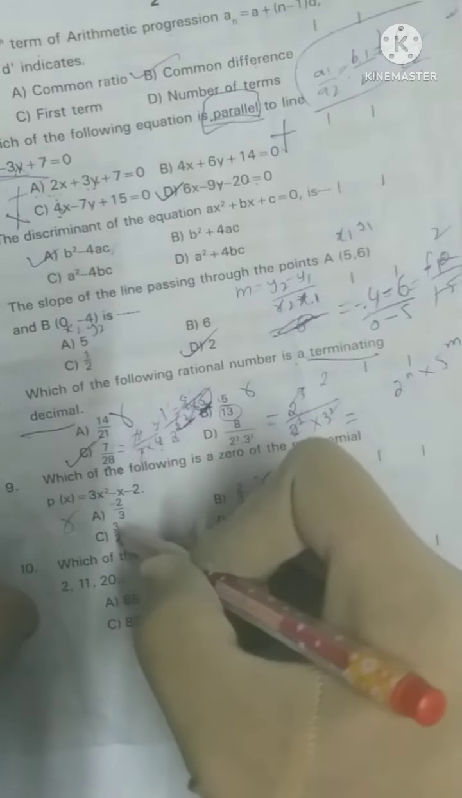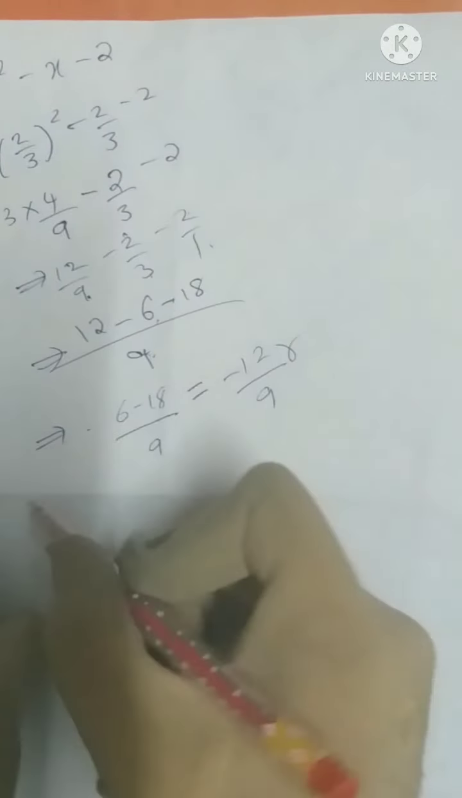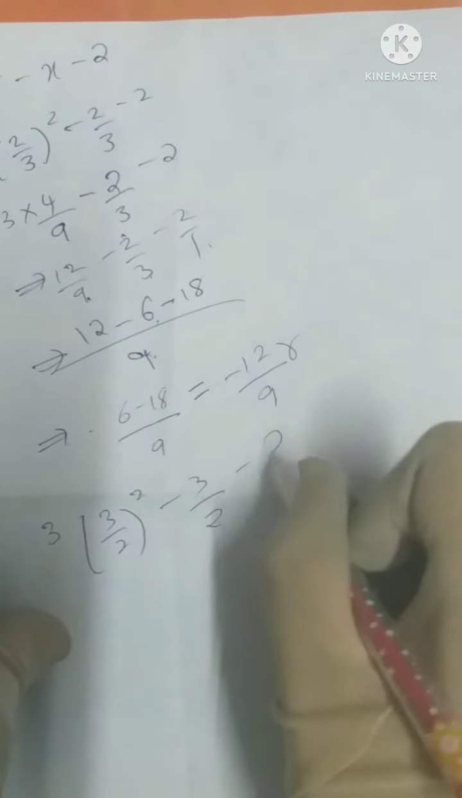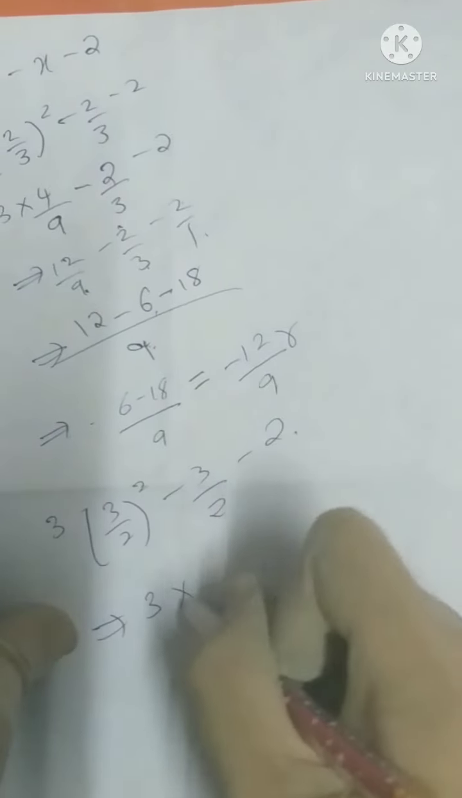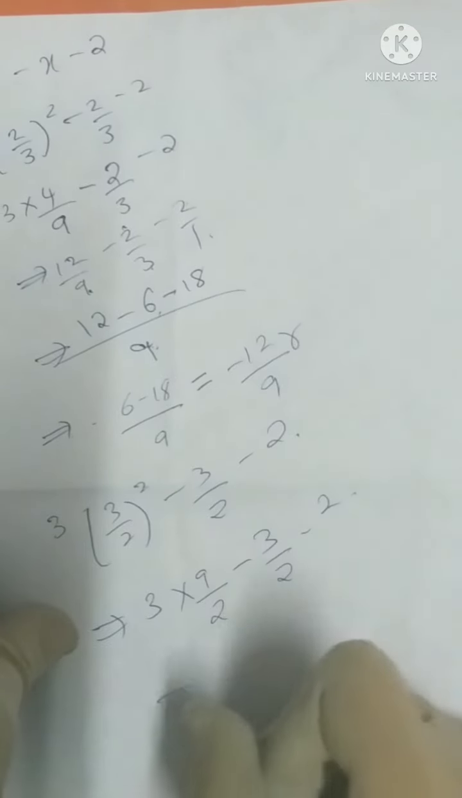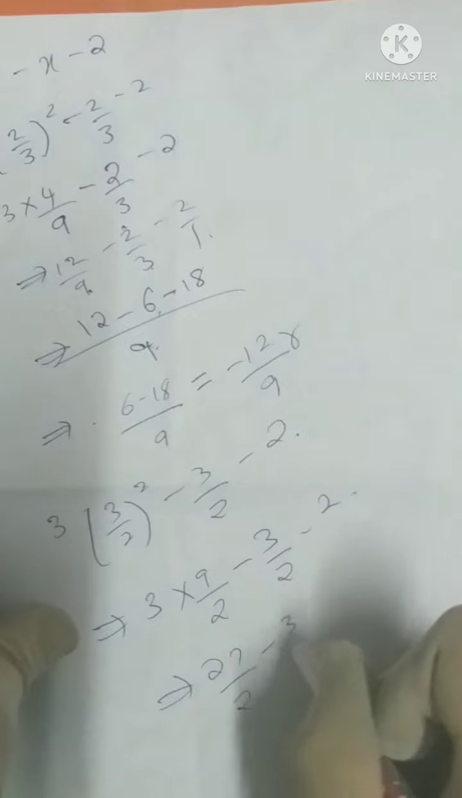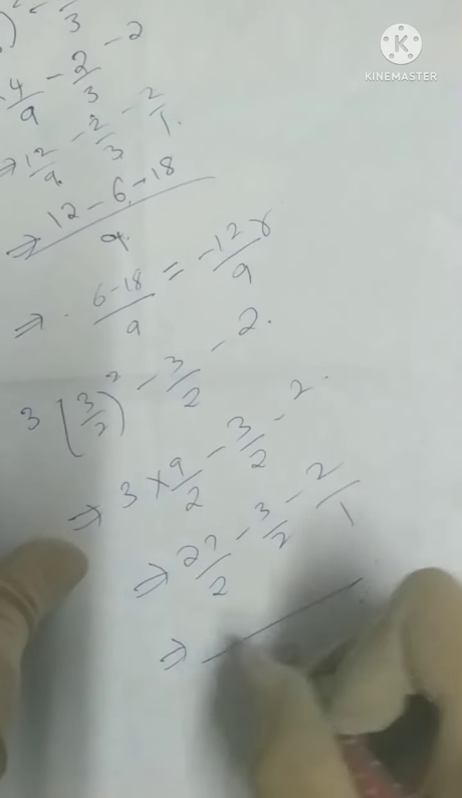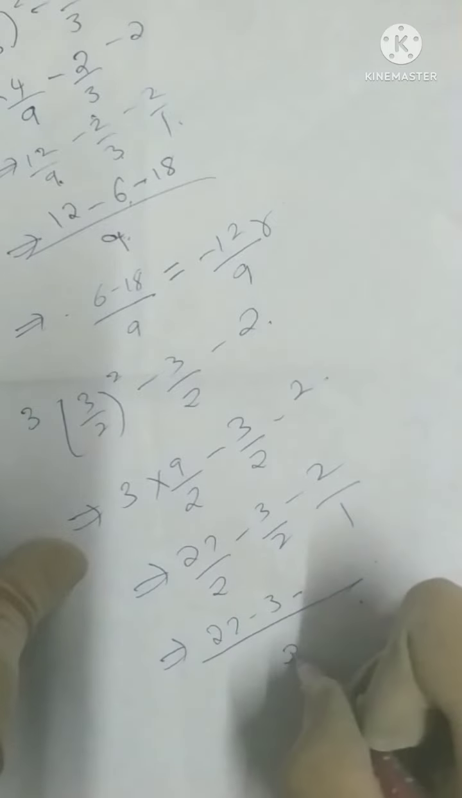Option C is 3 by 2. So in place of x substitute 3 by 2. 3 into 3 by 2 whole square minus 3 by 2 minus 2. 3 into 3 square is 9 by 2, minus 3 by 2 minus 2. 3 9s are 27. 27 by 2 minus 3 by 2 minus 2. LCM of 2 is 2 only. Here we have 27 minus 3 minus 2 by 1.